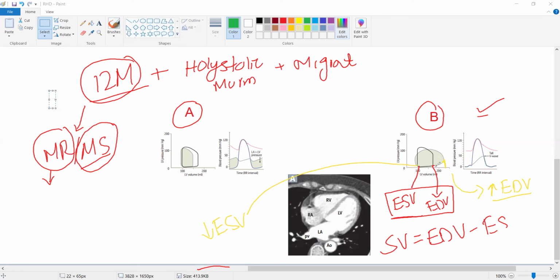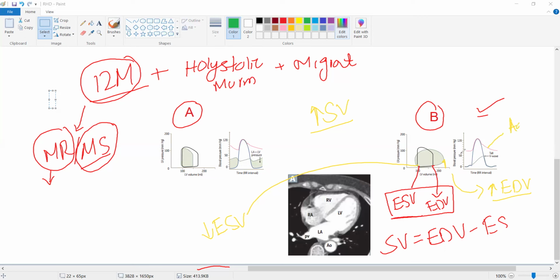So what about the stroke volume? Sometimes they give you the arrows. What happened to the stroke volume? What happened to the end diastolic volume? What happened to the end systolic volume? They are the most difficult questions in the USMLE, trust me. So stroke volume is increased. In mitral regurgitation, in this kind of clinical scenario, there is increased stroke volume, right?